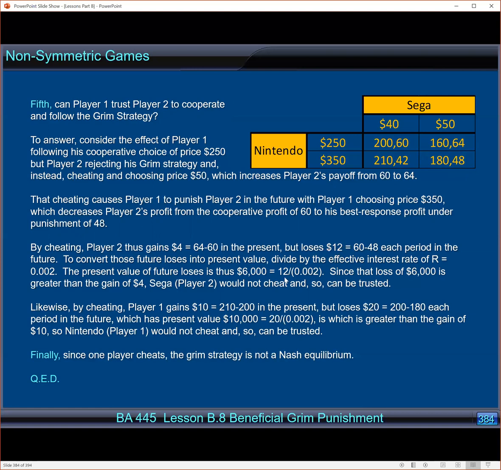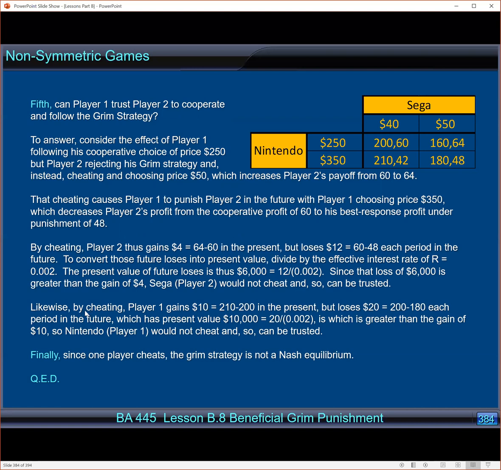The present value of that you get by dividing by the effective interest rate. In this particular problem, it would work out to 6,000. So by cheating, player 2 would gain 4, but then lose 6,000. He would not cheat. He doesn't. It's not because he's an honest person by nature. It's just circumstances do not tempt him to cheat.